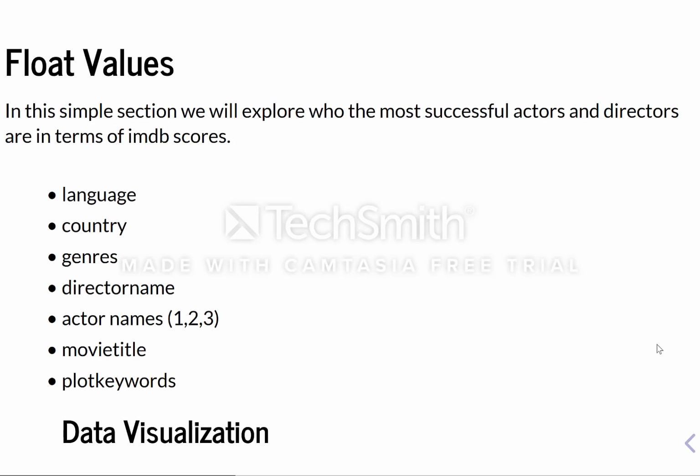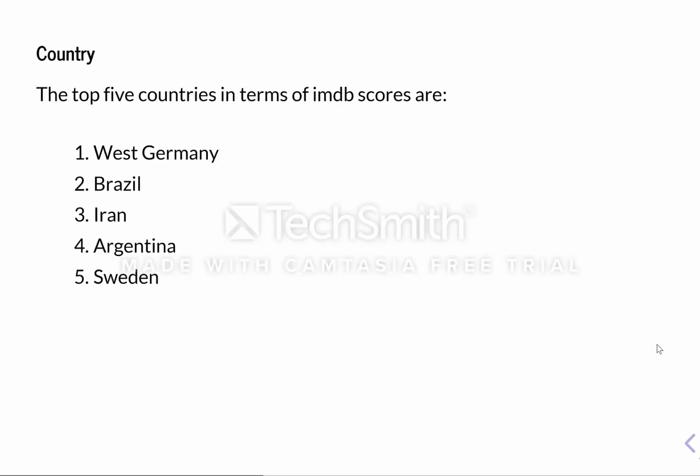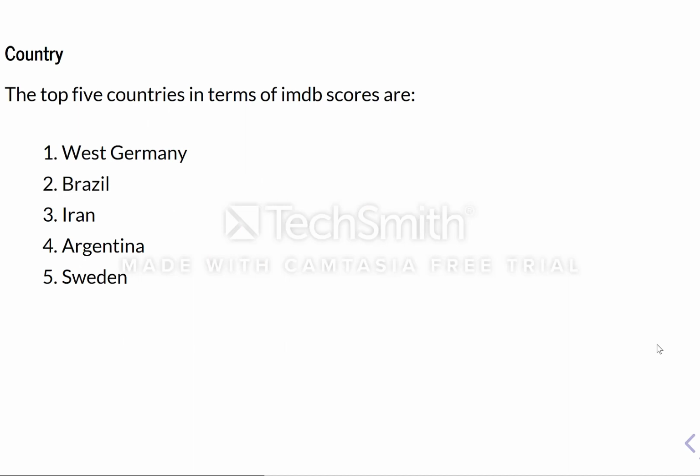So for float values, here we can just look at the top listings from each different category. Here's language, the top in language being, with a filled value, Telugu, I believe. And here's the top 5 countries.